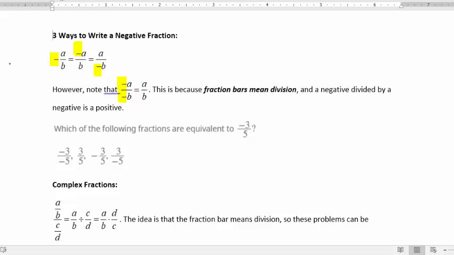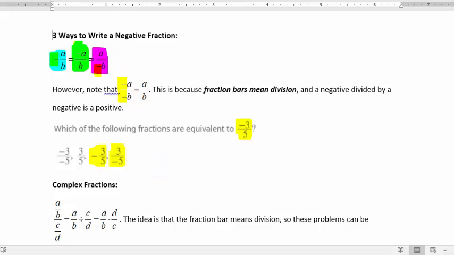All right, so with that in mind, this is just a quick little example. Which of the following fractions are equivalent to negative 3 over 5? Well, negative 3 over 5 is written in this second form, where the negative is in the numerator, but we can also write it in the form where the negative is out front, and that would be this one. Or we could write it in this form where the negative sign is in the denominator, and that would be this one. So those are the two fractions that are equivalent to negative 3 over 5, right?